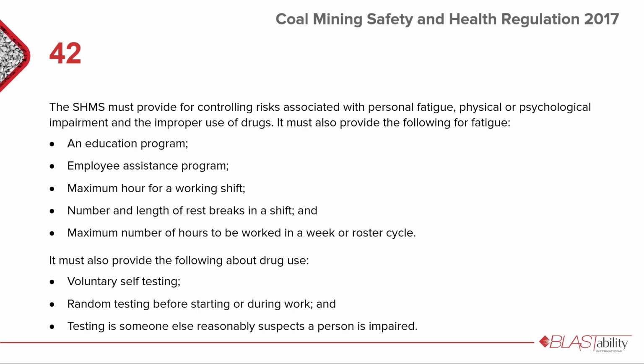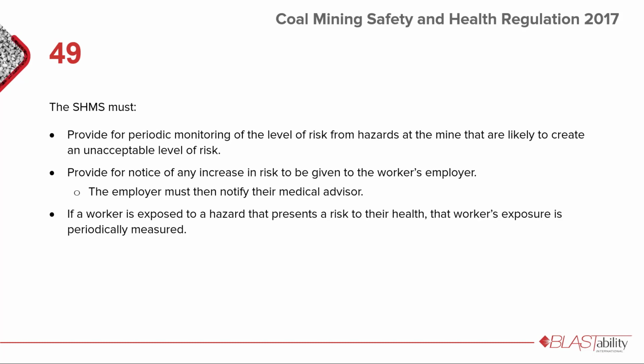under the influence. 42. The SHMS must provide for controlling risks associated with personal fatigue, physical or psychological impairment, and the improper use of drugs. It must also provide the following for fatigue: an education program, employee assistance program, maximum hour for a working shift, number and length of rest breaks in a shift, maximum number of hours to be worked in a week or roster cycle. It must also provide the following about drug use: voluntary self-testing, random testing before starting or during work, and testing if someone else reasonably suspects a person is impaired.